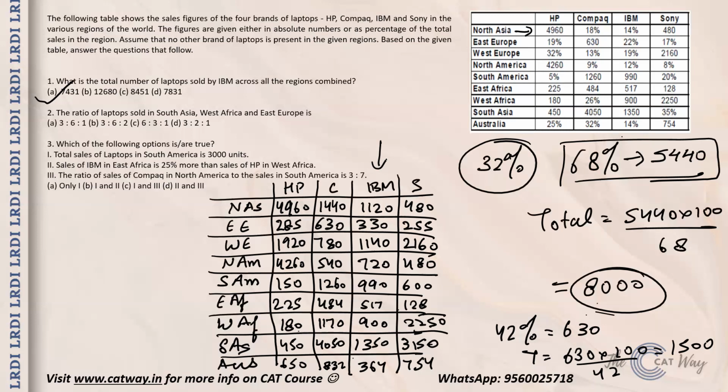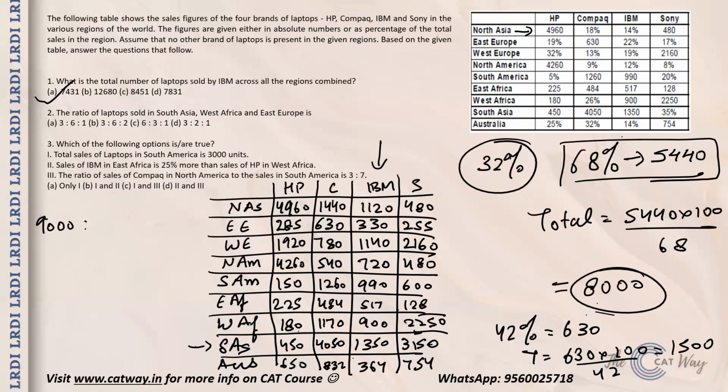Okay. Now moving to the second question, the ratio of laptops sold in South Asia, West Africa, and East Europe. So if you calculate for South Asia, so South Asia is given over here. So it is 450 plus 4,050 plus 1,350 plus 3,150. So the total sales was 9,000.